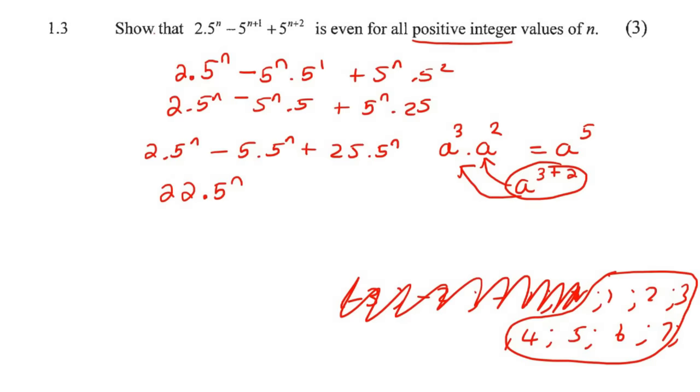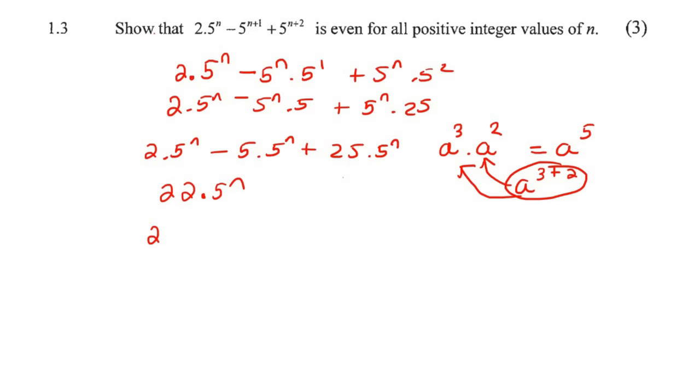Now, something I'm going to do is quickly break this number up into 2 times 11, because 2 times 11, and then I'm going to write it differently. Now, this number 2 is very important in mathematics. If you take the number 2 and multiply it with any number, it's always going to be an even answer.